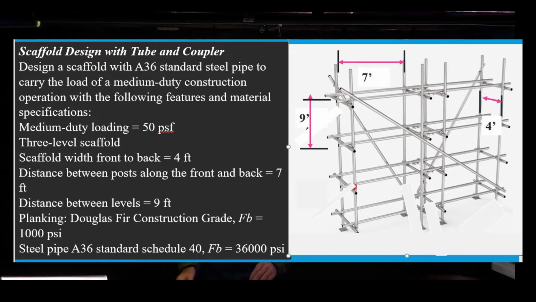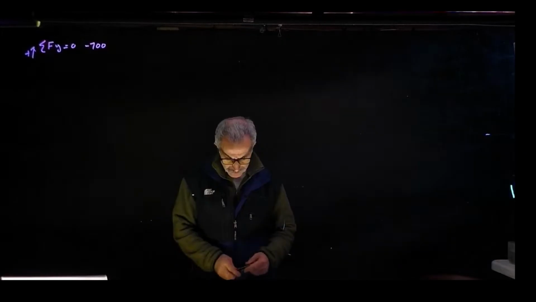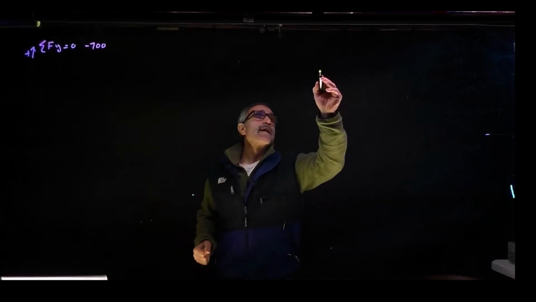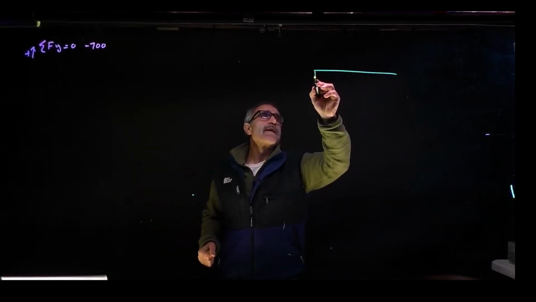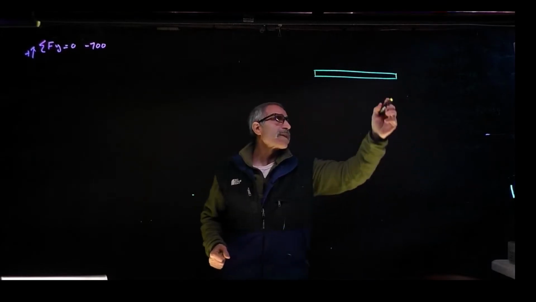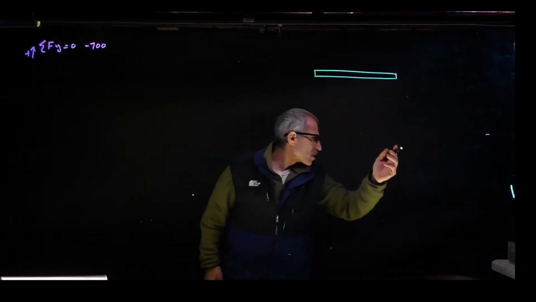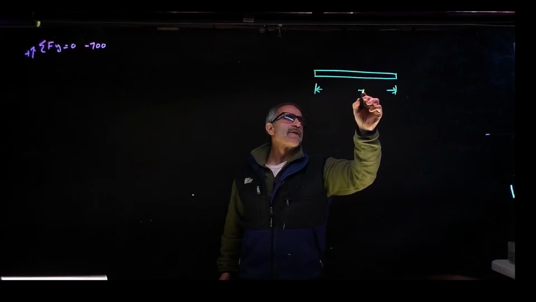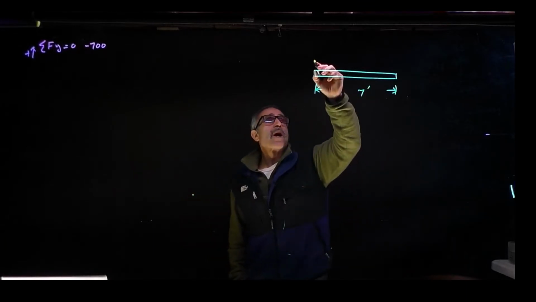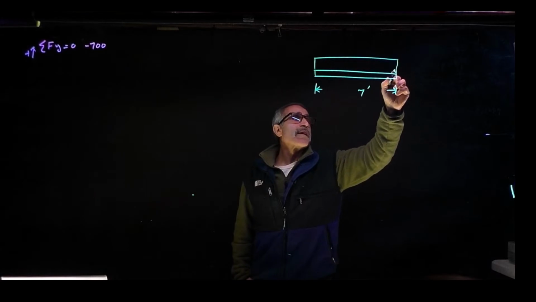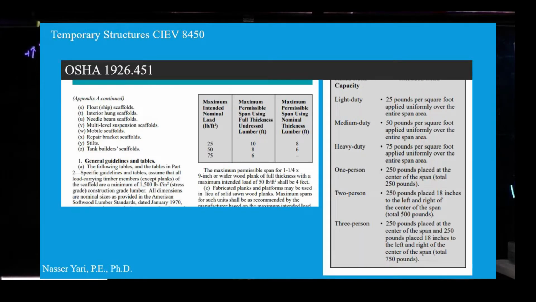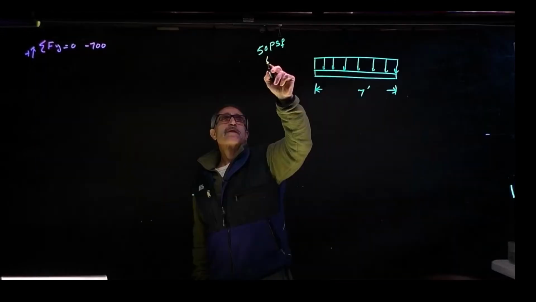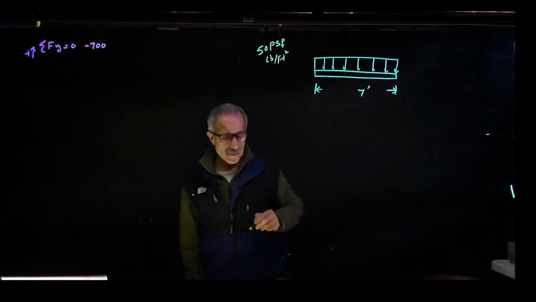So one of the first things we're going to do is we're going to design the scaffolding, and if you look at the scaffolding, the planking, and we're going to say it's 7 feet. It is 7 feet wide, and we'd like to know the load on top of it. It's a medium heavy duty. That means it's designed for 50 pounds per square foot, or we can say pound per square foot. All right.